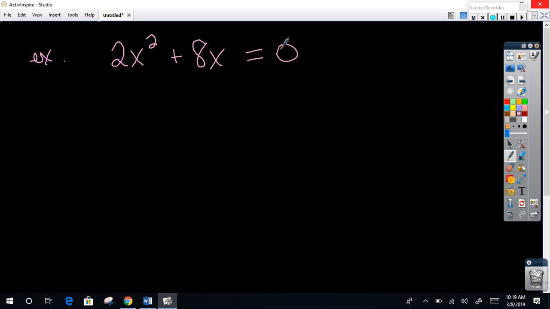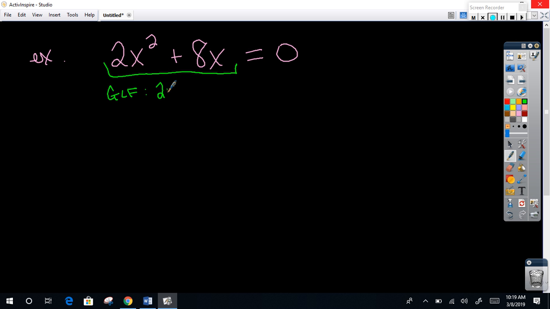Tell me my first step. Make sure it equals 0. Does it equal 0? Yes, we're going to do one that doesn't in just a second. All right, what's my next step? Find the GCF. So I've got two terms here. What is the GCF of 2x squared and 8x? 2x.